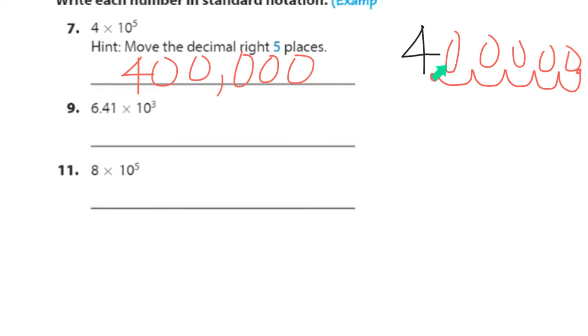Notice this is my scratchy work. It does not go in my answer. My answer doesn't have any scratchy work on it. So try 9 and 11, and we'll be back.